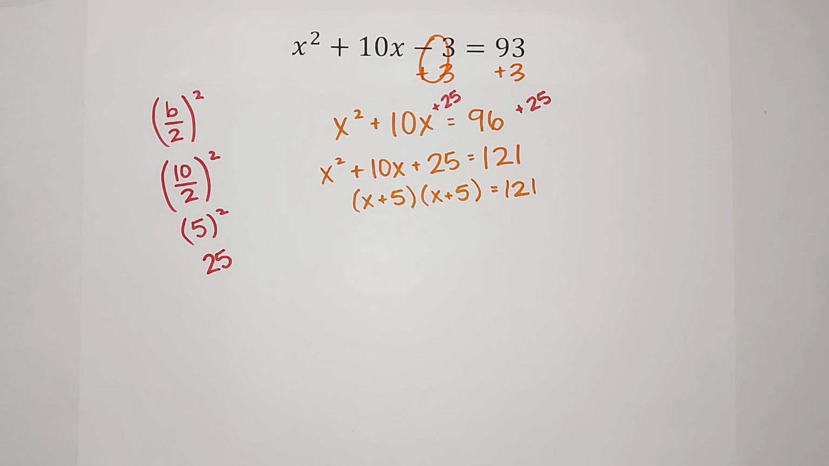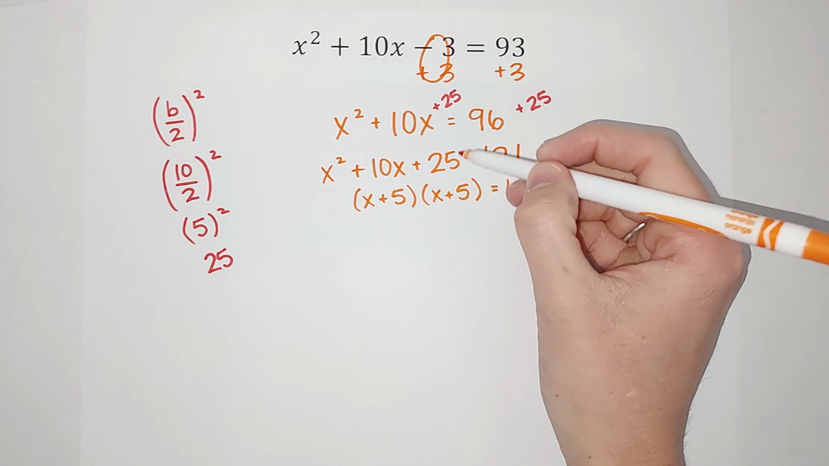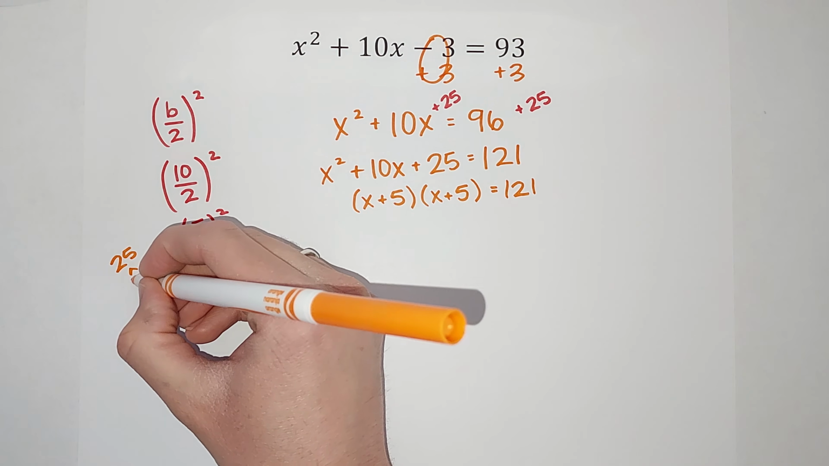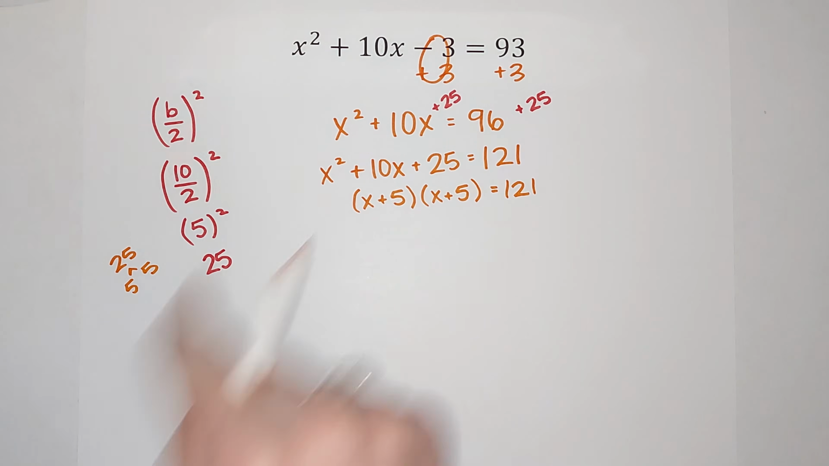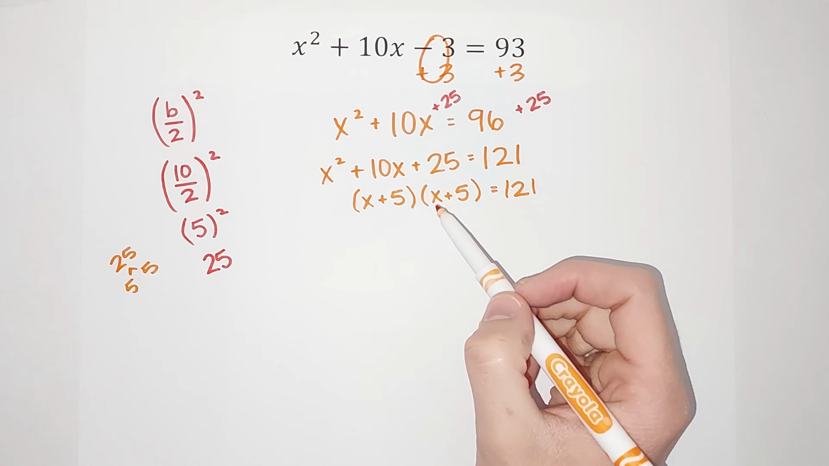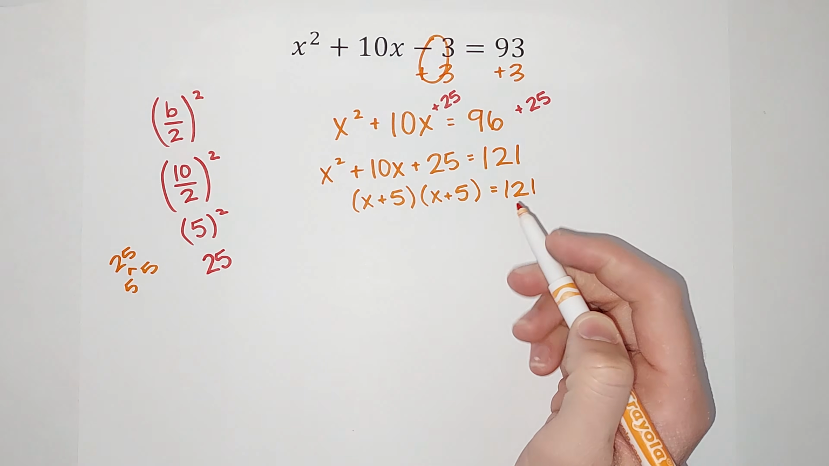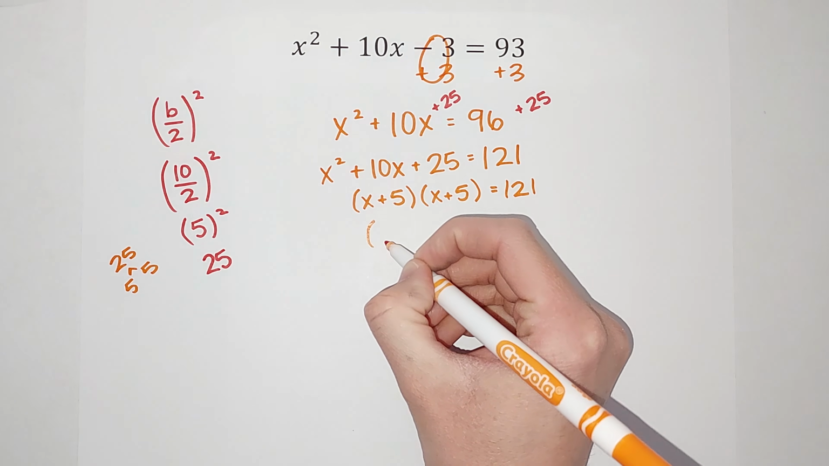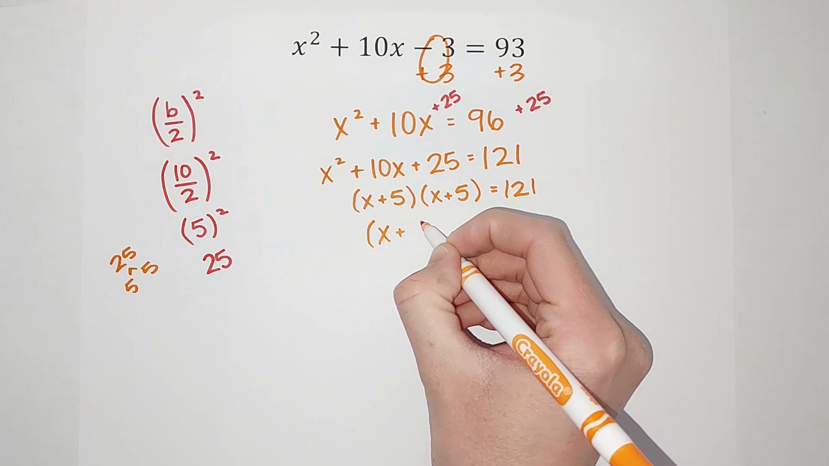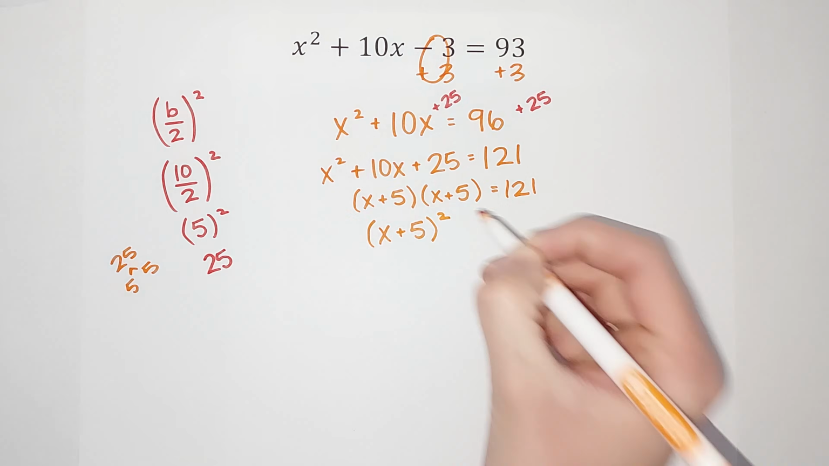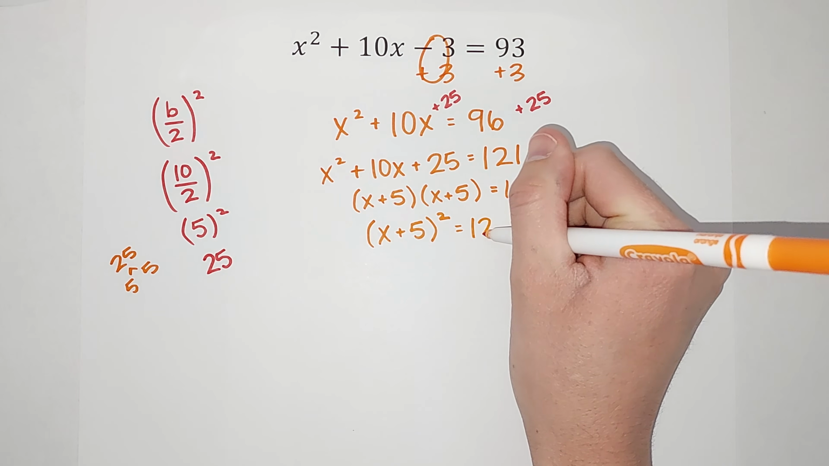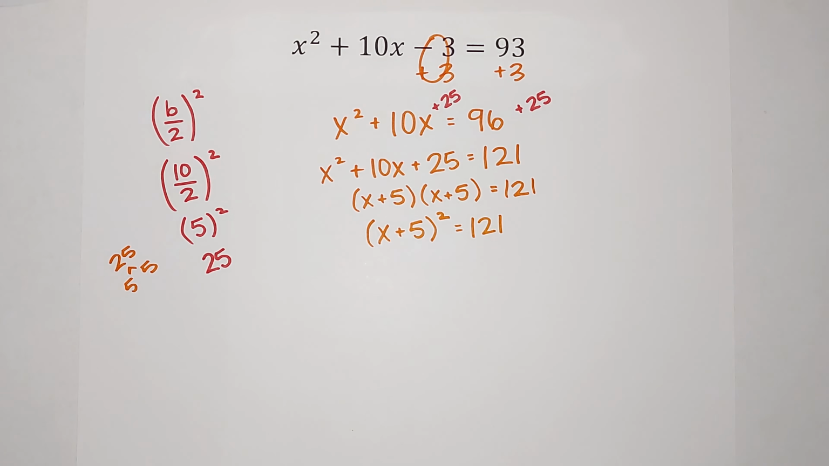Okay, if you didn't know that, you could have factored just like normal, taken the 25 and said, what multiplies to 25 and adds to 10? Oh, it's 5 and 5, right? And done it just like that, okay? So now I have x plus 5 times x plus 5, which I can rewrite as x plus 5 squared, right? And that still equals 121, okay?